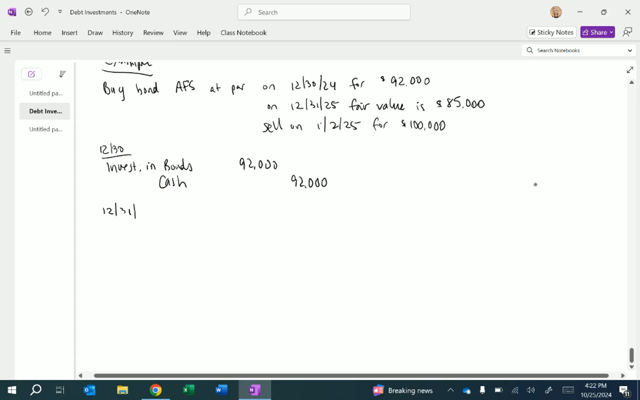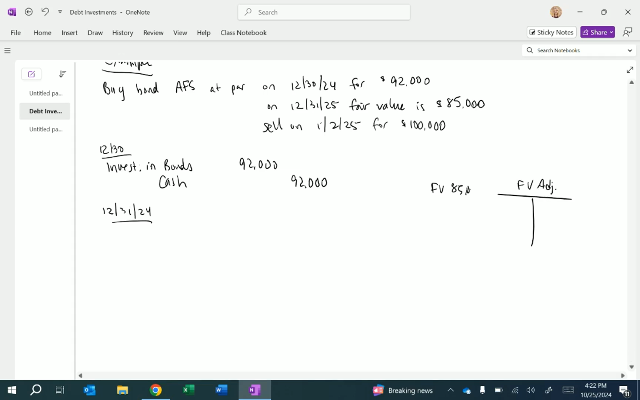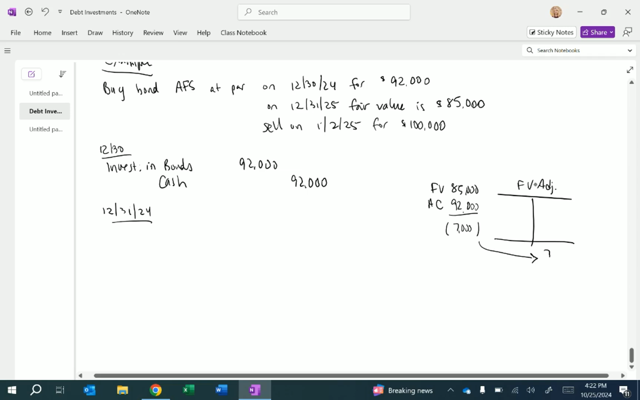The next day, we're about to put our financial statements together. We need to adjust this to fair value. So what do we do? Fair value adjustment account. Let's see. Fair value is 85,000. The amortized cost is 92,000. So our required ending balance is a negative 7,000. What we mean by that is we want a credit balance of 7,000. What we need to record is a credit of 7,000 to the fair value adjustment account.